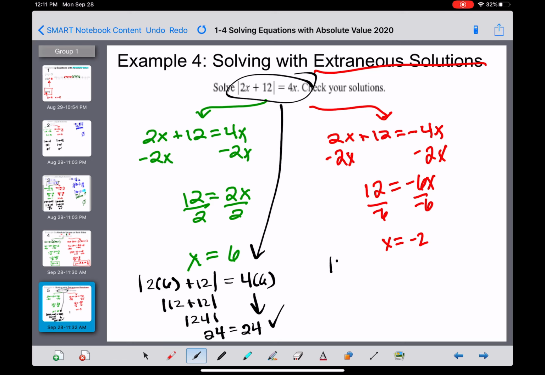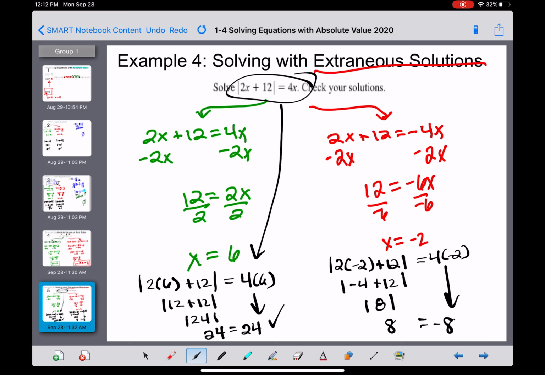I'm going to do the same thing with negative 2. So does the absolute value of 2 times negative 2 plus 12 equal 4 times negative 2? So I simplify. 2 times negative 2 is negative 4. I add 12 to that to get 8, and the absolute value of 8 is 8. On the right-hand side, 4 times negative 2 is negative 8. So this does not equal one another. Therefore, x equals negative 2 is an extraneous solution, and our only solution is x equals 6.